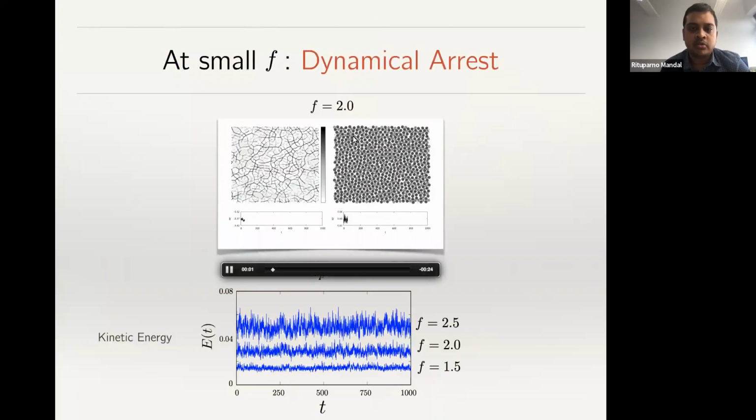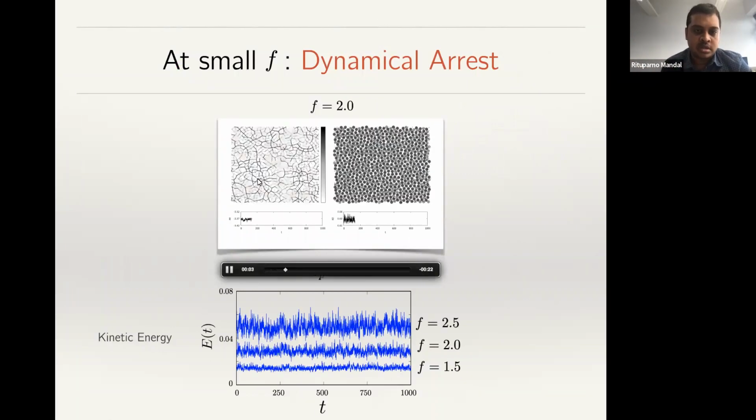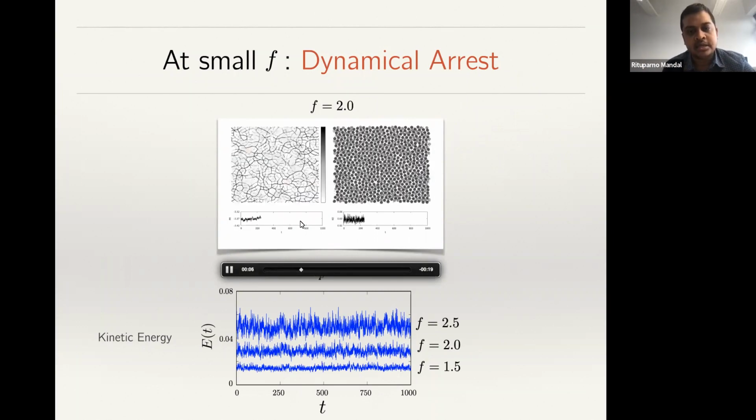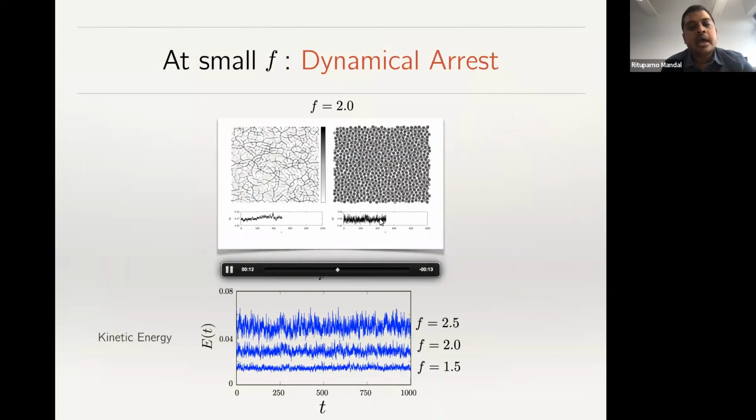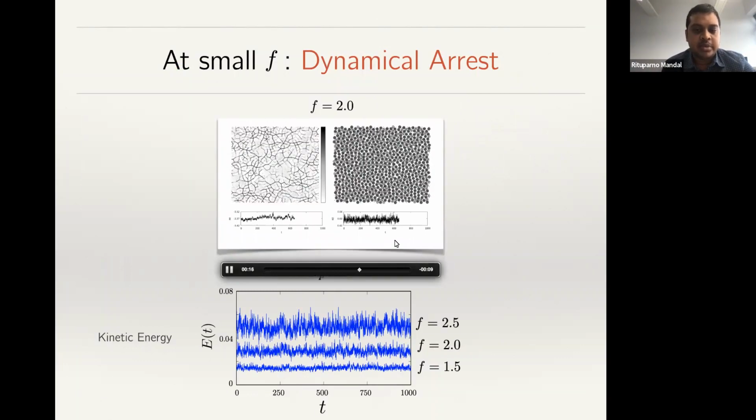So we can look at the movie of the system. You see the particles are jiggling. Also the force network in the system is fluctuating. You can look at the potential energy or the kinetic energy, and they just show these fluctuations. And these are the usual fluctuations that you expect in a typical liquid at a finite temperature.